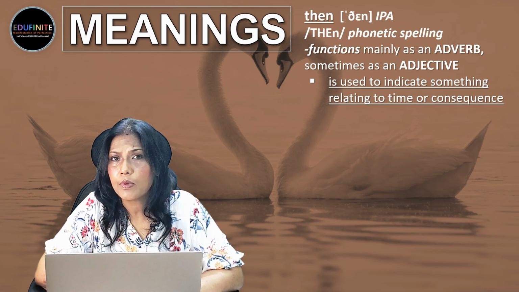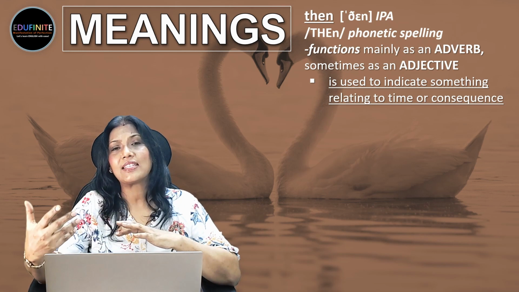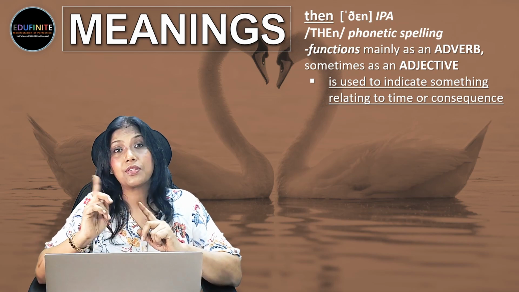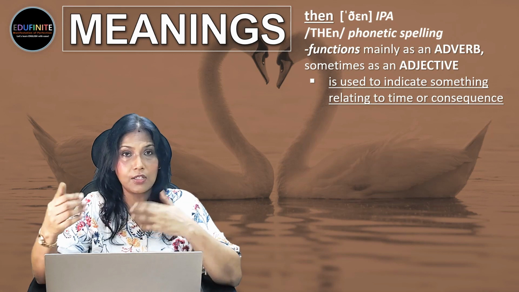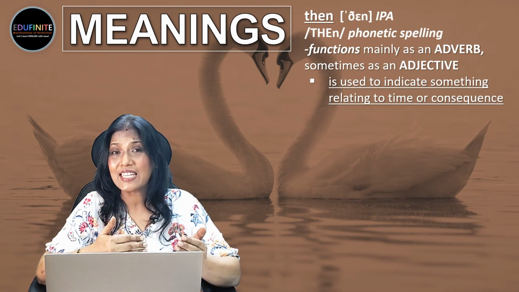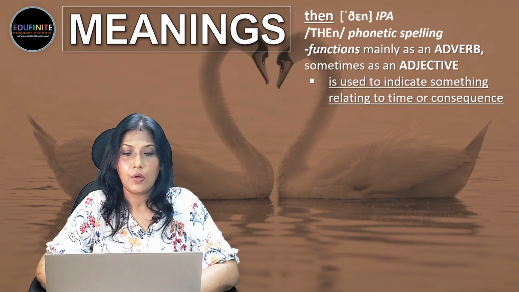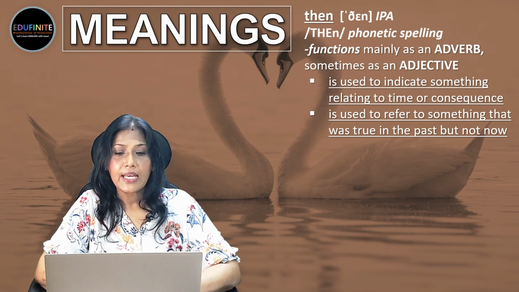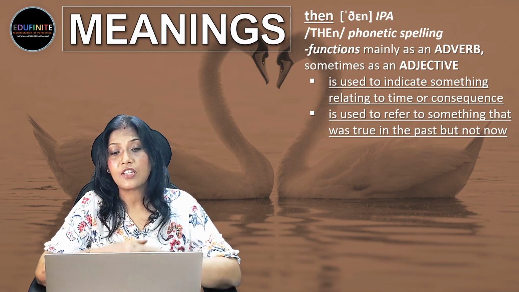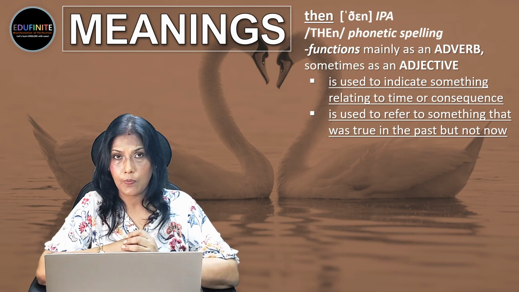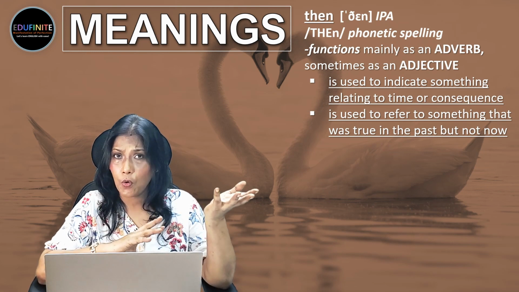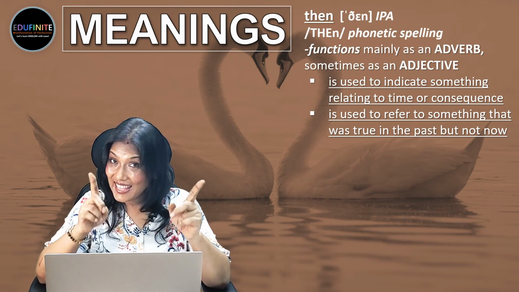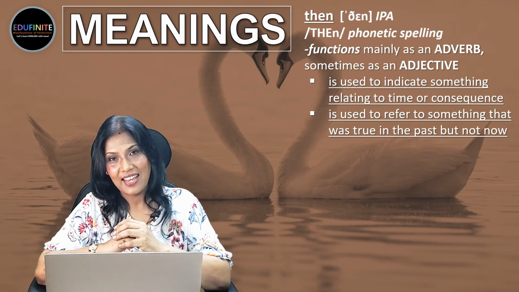So how do you remember then? You remember it as time, related to time. So THEN, there is an E, and with time, T-I-M-E, there is an E. So you remember it that way. Then is related to time. Okay. Now the next meaning is when we use it as an adjective. It is used to refer to something that was true in the past but not now. So something that was true before but is not applicable now, then we use that word then, and that word then is used as an adjective.